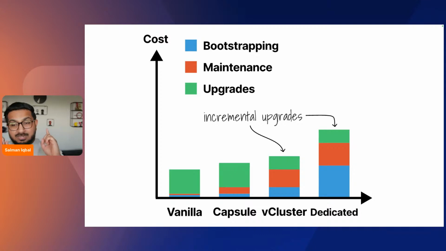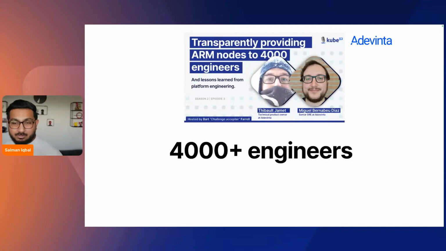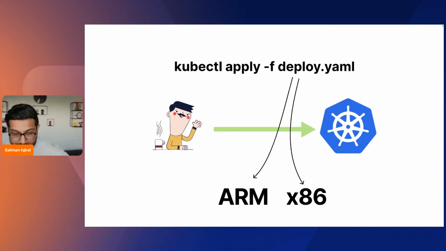But of course, I can't leave you just at that. Let's look at what's happening in the industry, and then we'll finish up. We have another podcast where Theobald and Miguel talked about how they had 4,000 engineers and about 30 clusters across four regions. And what they noticed is that the ARM nodes were cheaper than the Intel nodes.